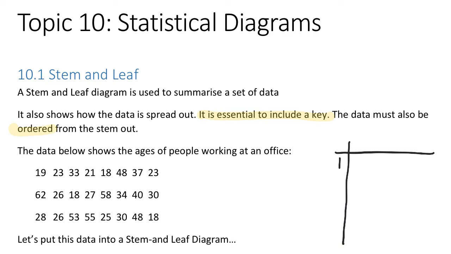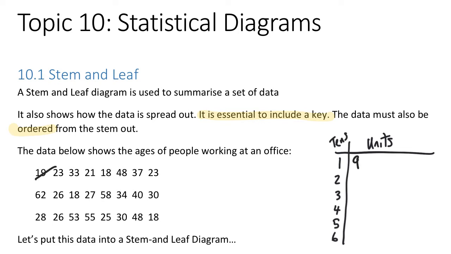So we'll put the tens in our stem and then the units in the leaf. So we've got 1 ten and it goes all the way up. I see 62 looks as if it's the biggest one. Now we go through our data in turn and put it into our stem and leaf diagram. So 19 is made up of 1 ten and 9 units, so I'm going to put a 9 in here and score it off.